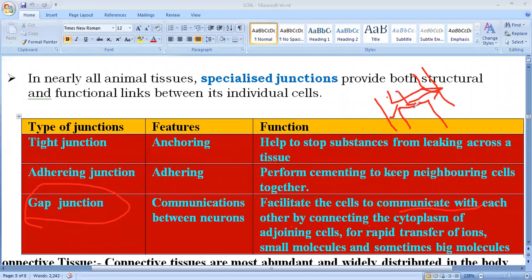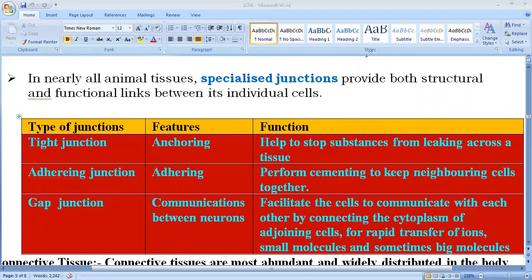Okay. So this junction is known as the gap junction, and the gap junction is made up of connexin or connexon protein. Similar to the gap junction, plants also have a gap-junction-like structure, which is known as plasmodesmata. These plasmodesmata directly connect one cell to another cell, so they are directly connected with each other.